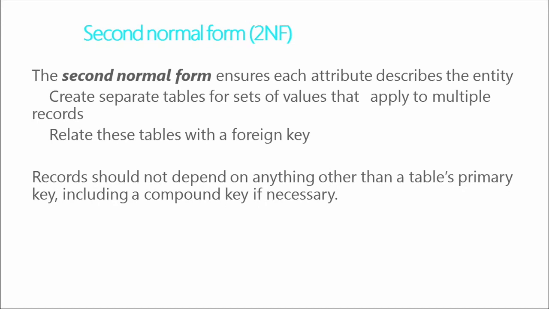We want to make sure that every entity, every column in there, is directly associated with that CD. We're going to tie these tables together. We'll be able to reference one table, the CD table, to our genre table by using what's called a foreign key, and I promise you we'll show you what that means. Records should not depend on anything other than the primary key in that row or table. Again, we'll expand on that.